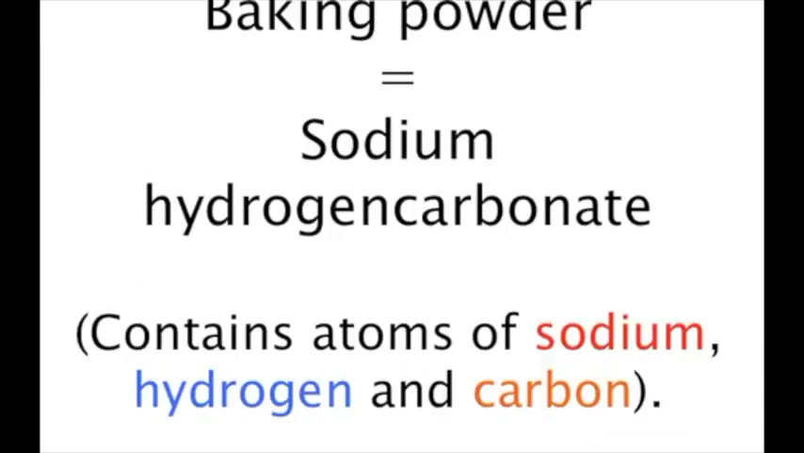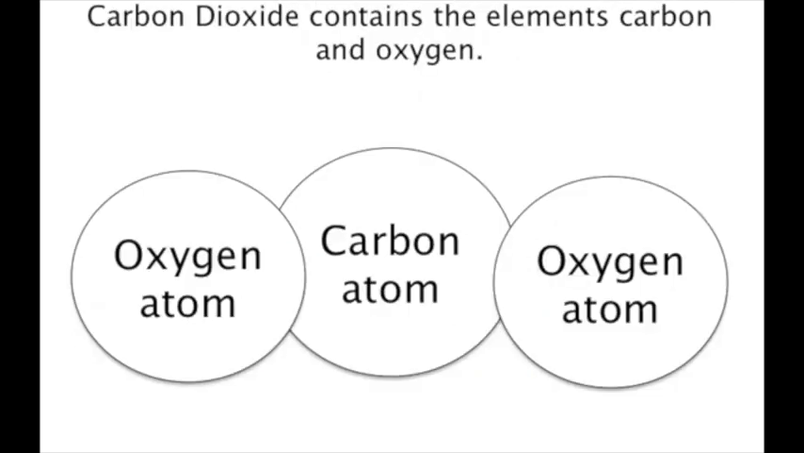Baking powder, look at that. The proper name for baking powder is sodium hydrogen carbonate, which again, it's easier for us to say baking powder, but if you're a chemist, then it's really useful to be able to see the name of a thing and know what's in it. So a chemist would look at this and think, oh yeah, it's got sodium in it and hydrogen and carbon. Carbon dioxide is one carbon atom and two oxygen atoms stuck together, because di is Greek for two.